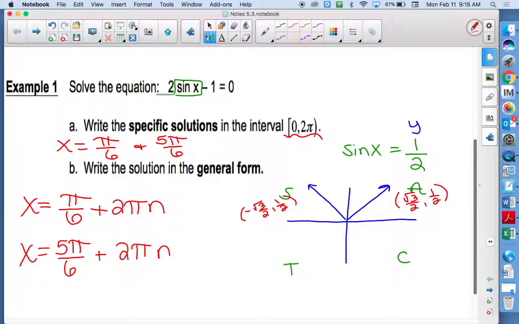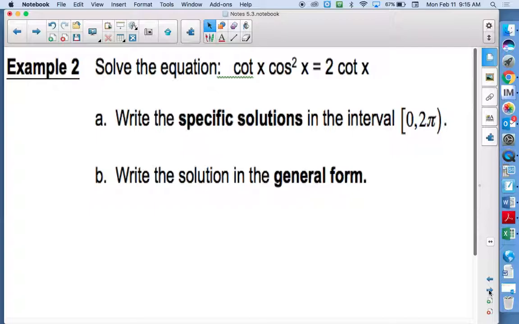So that one was kind of straightforward, getting x by itself. Algebraically pretty straightforward. So if you look at the second one, this one looks a little more interesting. We want to solve the equation. We have the cotangent times the cosine squared, and that's equal to 2 times the cotangent. Again, directions are the same. Write the answers in specific solutions, so we'll actually find the angles, and then we'll try and write that in general form.